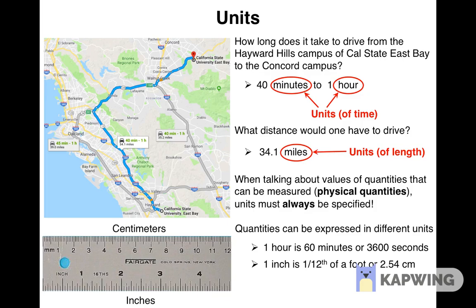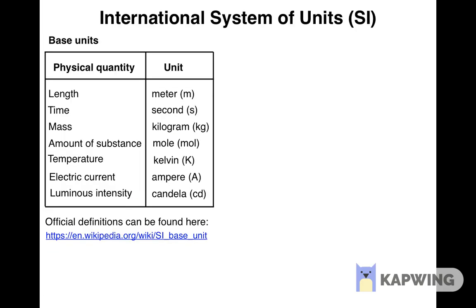Scientists around the world use the International System of Units, also known as the SI system. This system starts with defining the units for 7 quantities. The SI unit of length is the meter, equal to about 3.281 feet. The unit of time is the second. The unit of mass is the kilogram, equal to about 2.205 pounds. And the unit of amount of substance is the mole. We will talk more about what this is later in the class.